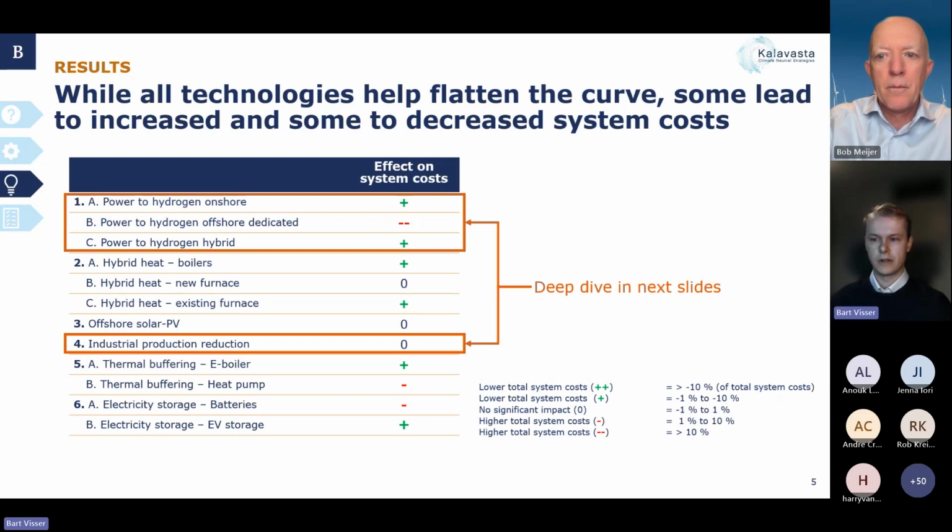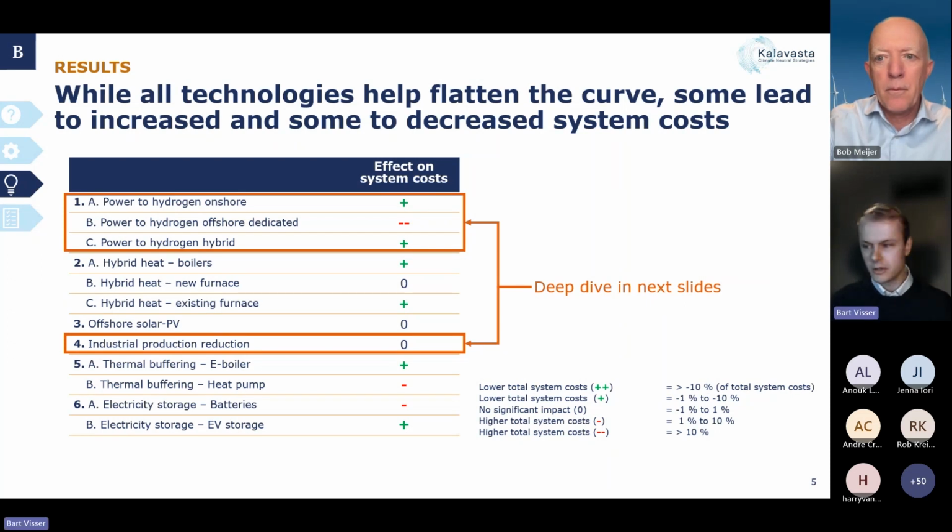And then finally, for electricity storage, batteries do not decrease system costs when only the needs of the industry are considered. However, it goes without saying that if you use existing battery storage, which is already available in the system, for example, in electric vehicles, it can help reducing system costs.